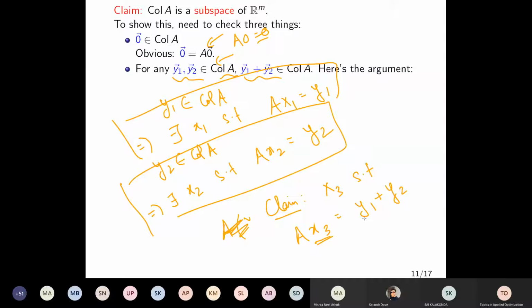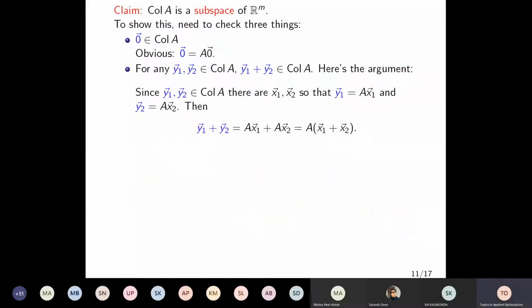Now what is y1 plus y2? It is A times x1 plus A times x2. I can take A common, so this is A of x1 plus x2. So the x3 that I was looking for is nothing but x1 plus x2. So indeed this argument is also true. This is what I derived.